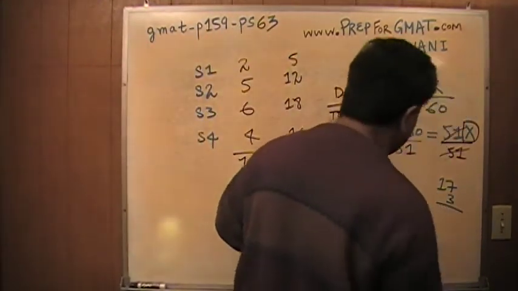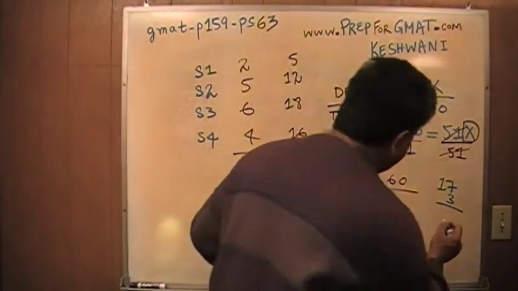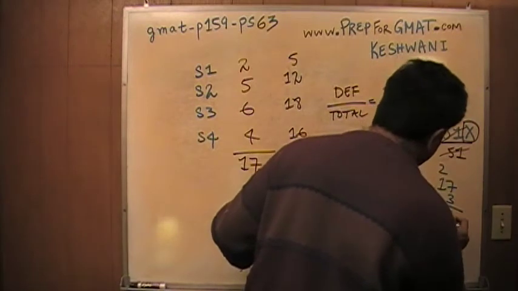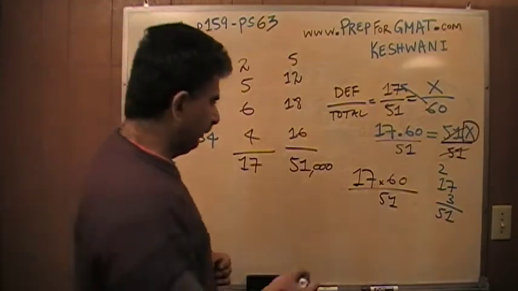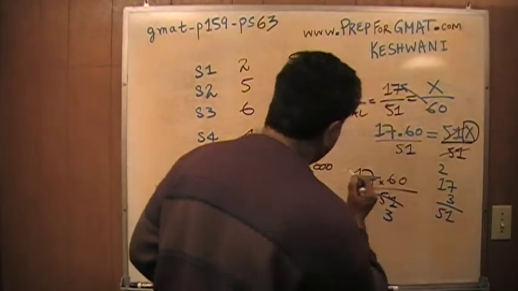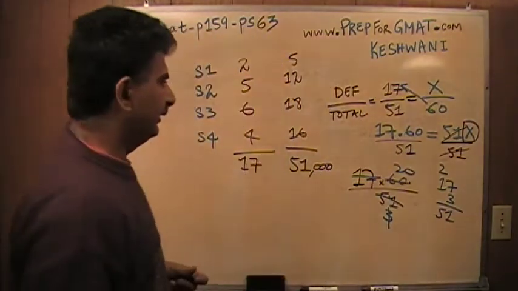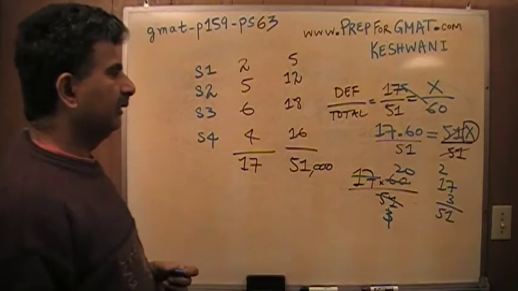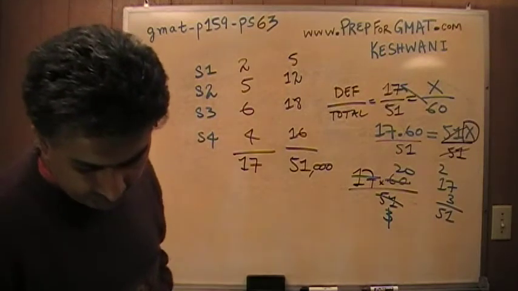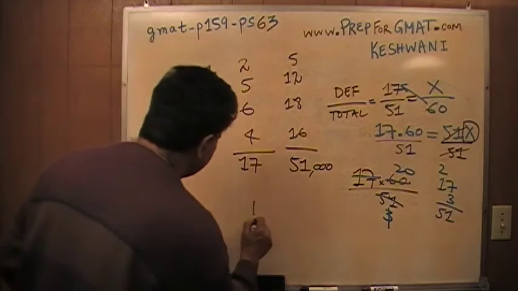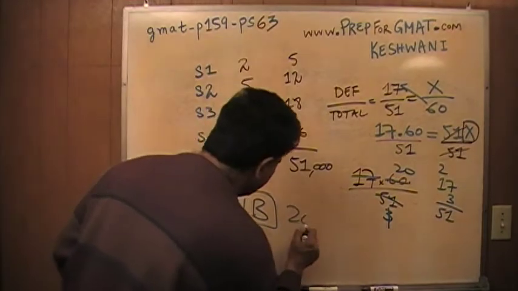17 times 3, that's a good sign already, because 7 times 3 is 21. It ends in 1, and then I get 2 carry. Well, what do you know? 17 times 3 is 51. So there we go. This is 3. 17 goes away. And then 3 goes into 60 20 times. So it turns out that we can expect to find 20 defective chips out of a total of 60,000 chips that we're going to ship. The answer is B. 20 defective chips.